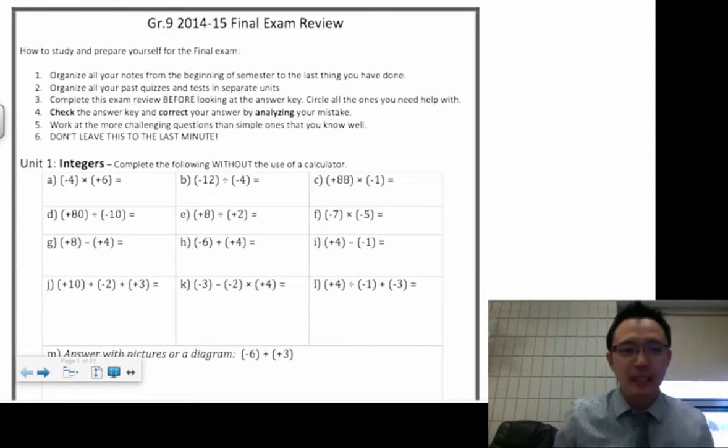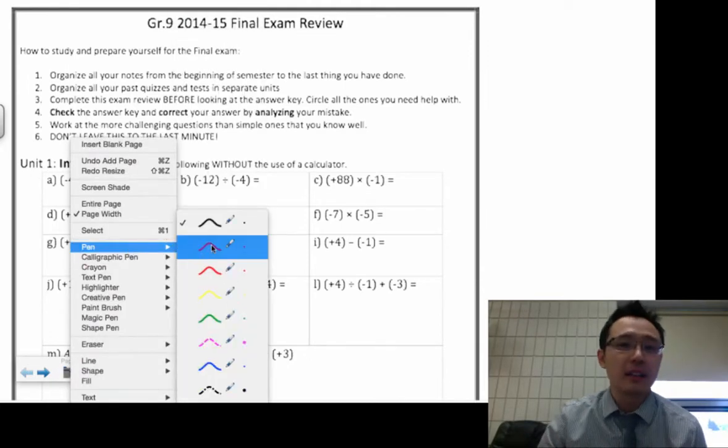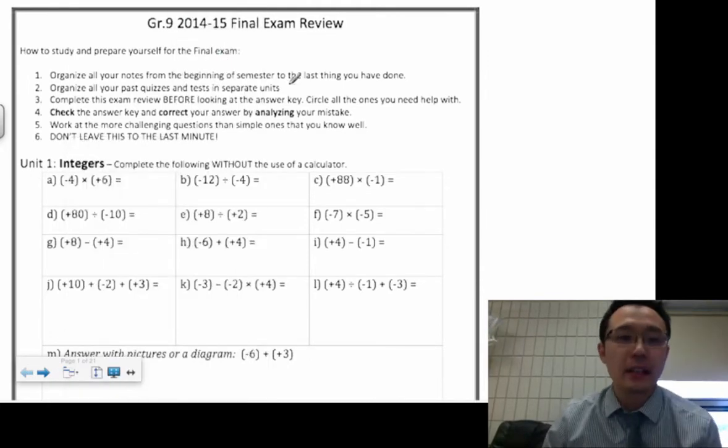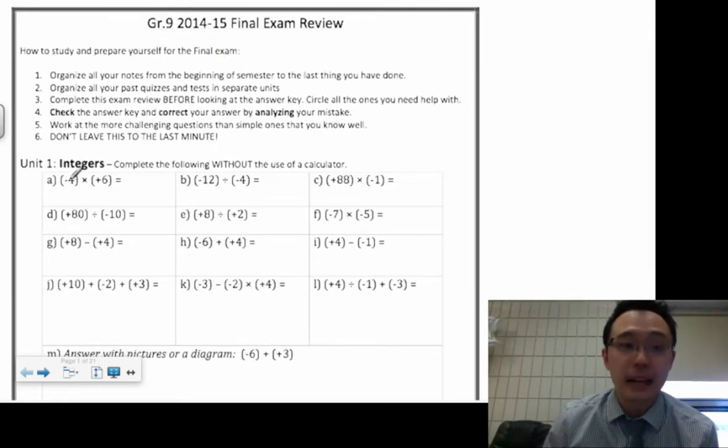First unit, integers. So this one is all about just multiplying, subtracting, dividing integers. One key thing here is the negative numbers. So -4 times a +1, this is going to be -24.